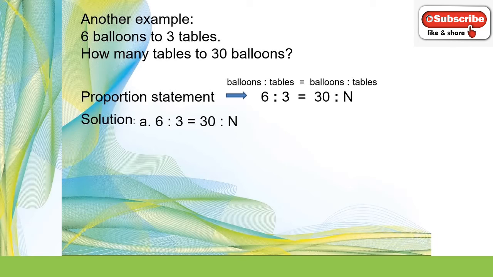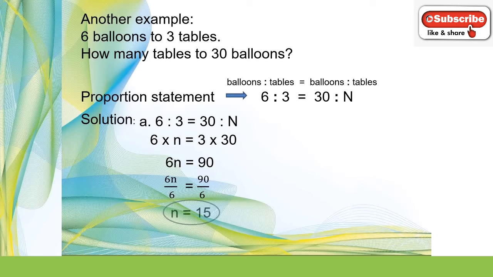Solving for the value of n in column form, 6 is to 3 as 30 is to n. Multiply the extremes, then multiply the means. So 6 times n equals 6n, 3 times 30 equals 90. Then divide both sides of the equation by the numerical coefficient, which is 6. 6n divided by 6, then 90 divided by 6. 6n divided by 6 is equal to 1n, or write n, and 90 divided by 6 equals 15.